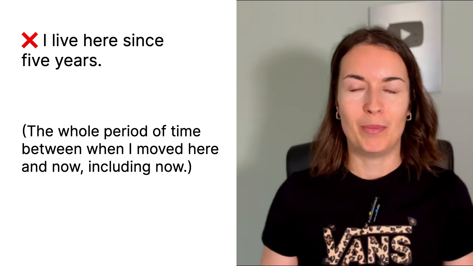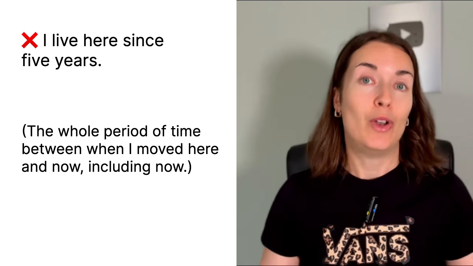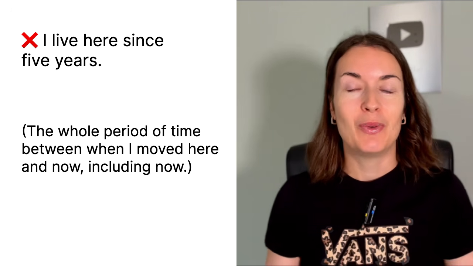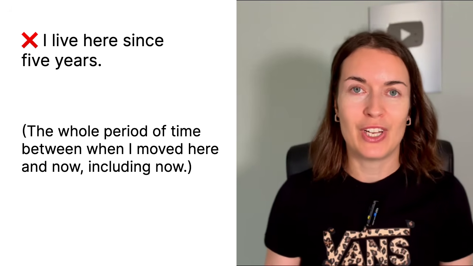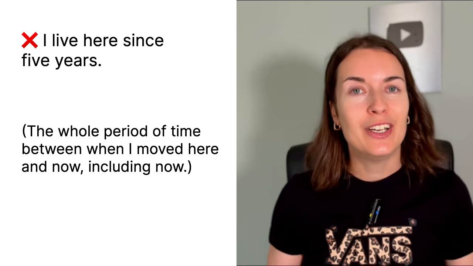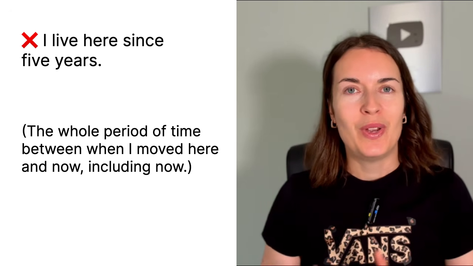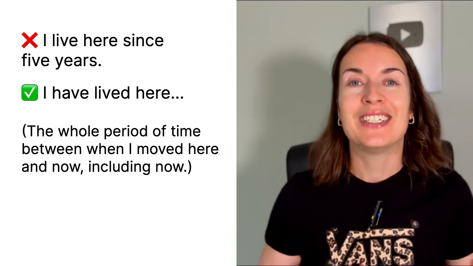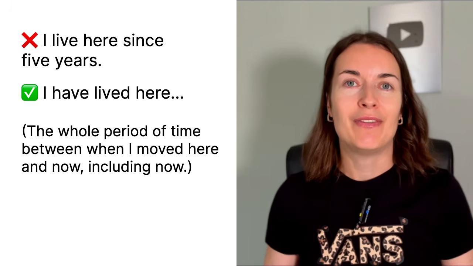The next mistake. I live here since 5 years. There are actually 2 mistakes in this sentence. So first, I need a different tense. So I live somewhere, I still live there, but the sentence is about how long? 5 years. So it's about the whole period of time between when I moved here and now, including now. So we need the present perfect. So instead of I live, we need I have lived.